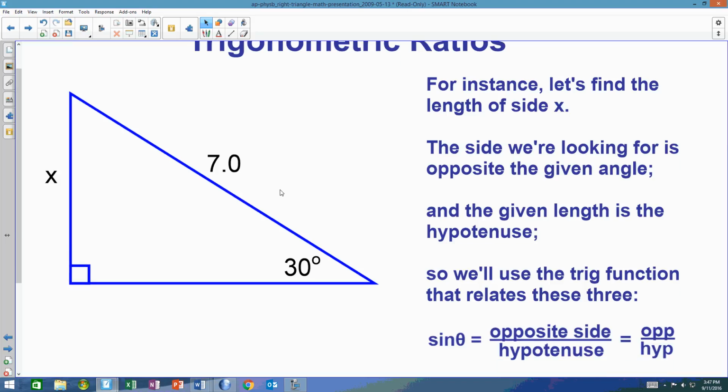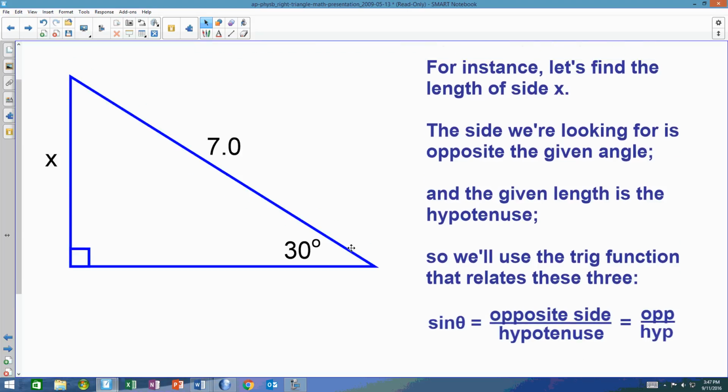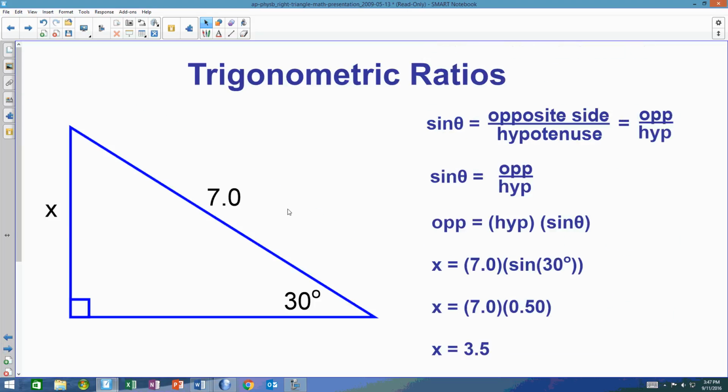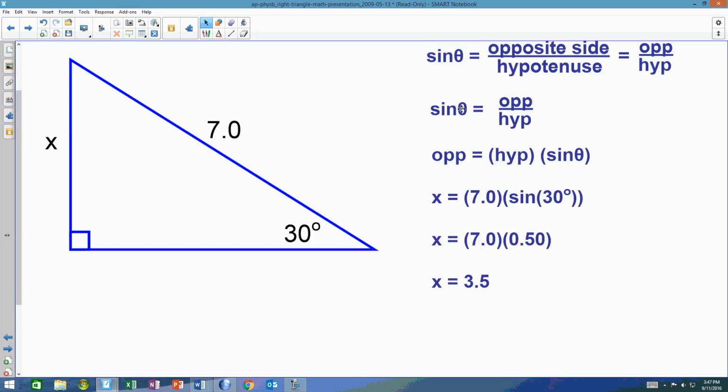Okay, so for instance, let's find the side x right here. The side we're looking for is opposite to the given angle, so we can use the sine of theta. So the sine of 30 degrees is equal to x over 7. Sine of theta is opposite over hypotenuse. The opposite side is equal to the hypotenuse times sine theta. Substituting in our numbers, we end up with 3.5. Don't forget to put your calculator in degree mode and not radian mode.